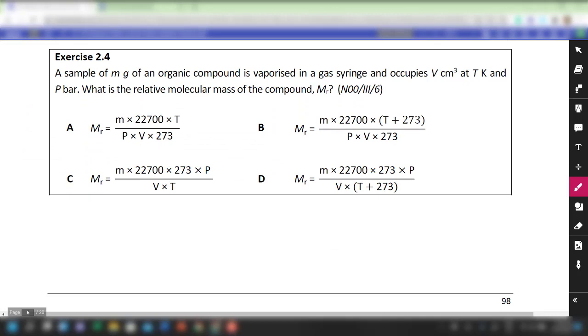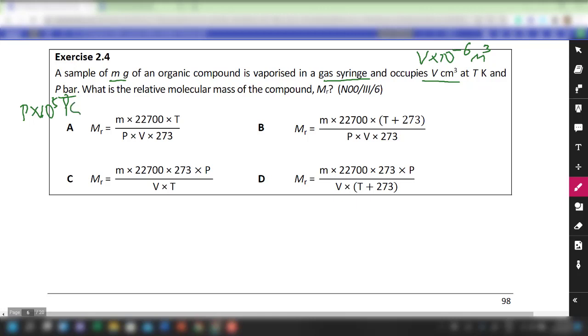Next we are going to discuss exercise 2.4. For exercise 2.4, we have a sample of m gram of an organic compound vaporized in a gas syringe, which occupies V cubic centimeters. Again, we need to convert it to cubic meter, so that will be V multiplied by 10 to the power of minus 6 cubic meter. And then the pressure is P bar, so again we need to convert it to Pascal. That will be P times 10 to the power of 5 Pascal.